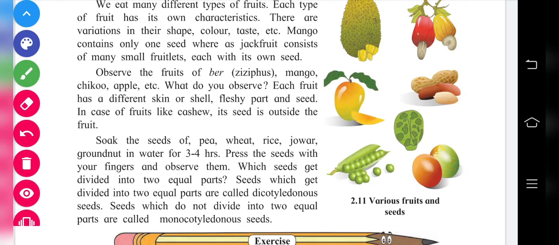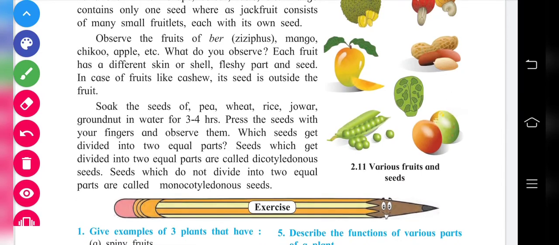Soak the seeds of pea, wheat, rye, jowar, and groundnut in water for 3 to 4 hours. Press the seed with your finger and observe. Which seeds get divided into two equal parts? Seeds which get divided into two equal parts are called dicotyledonous plant seeds, and seeds which do not divide into two equal parts are called monocotyledonous seeds. Monocotyledonous means single seed, and dicotyledonous means divided into two parts. That is the basic difference between dicotyledonous and monocotyledonous plants.